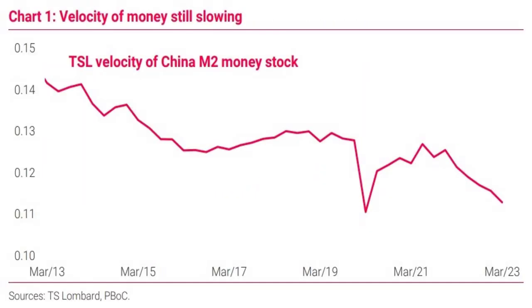But then you get the velocity of money. This is the indicator of how many times a currency amount is passed along. In their case, it's yuan going from the butcher to the baker to a doctor or something. You can see the velocity is continuing down, which indicates slower economic activity.